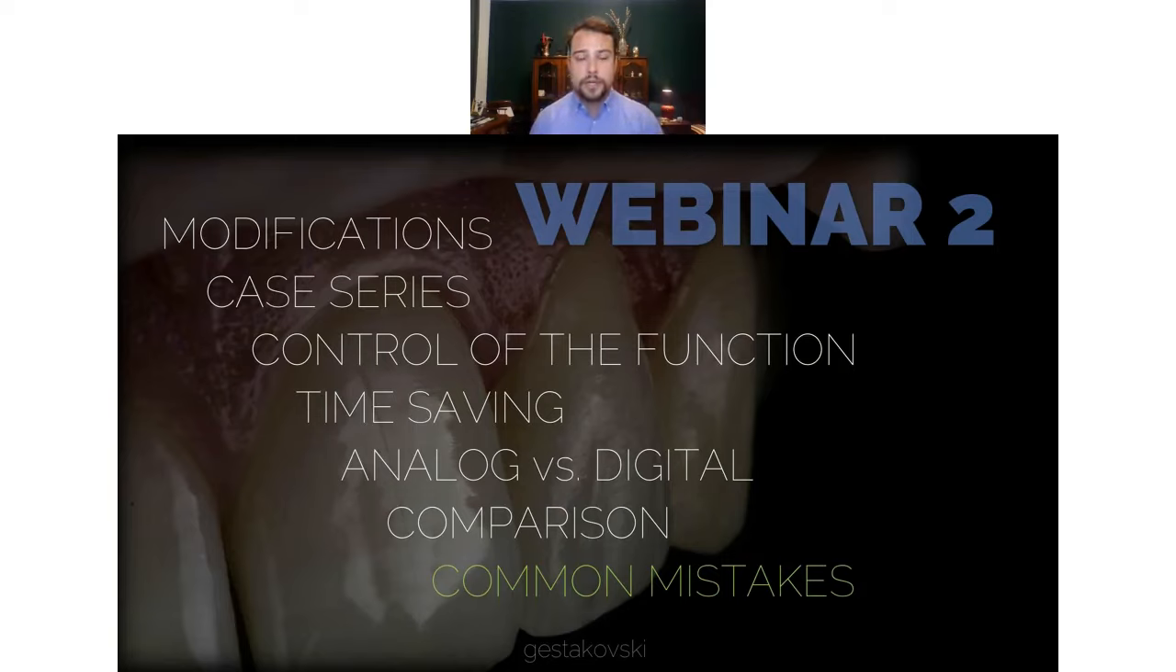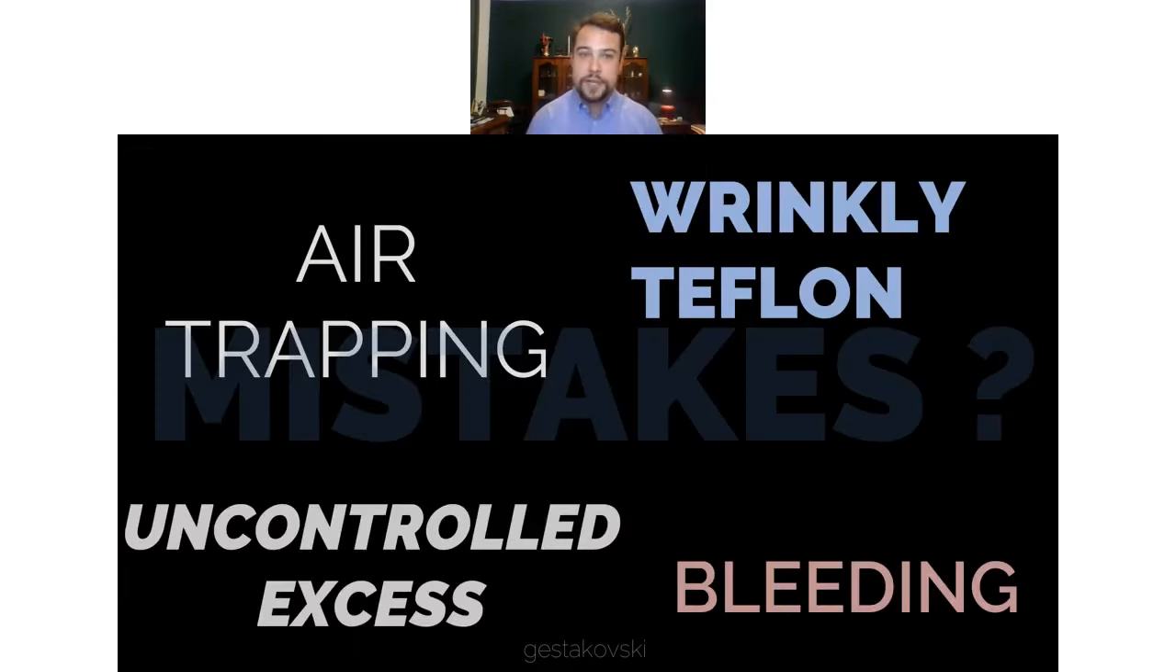And now I would like to mention the most common mistakes, because in Croatia we have a saying: English people learn at Oxford, Croatian people learn from their own mistakes. I did all of them and I want to share them with you. Some of them are air trapping that can happen, but if you can see it, you can prevent it, you can remove it. Uncontrolled excess of the material can be a nightmare, so have everything perfectly isolated and prepared in a proper way so you don't have a big excess of composite. Wrinkly Teflon can cause some problems, and of course bleeding, which means we need to work on healthy gums, healthy patients without gingivitis.